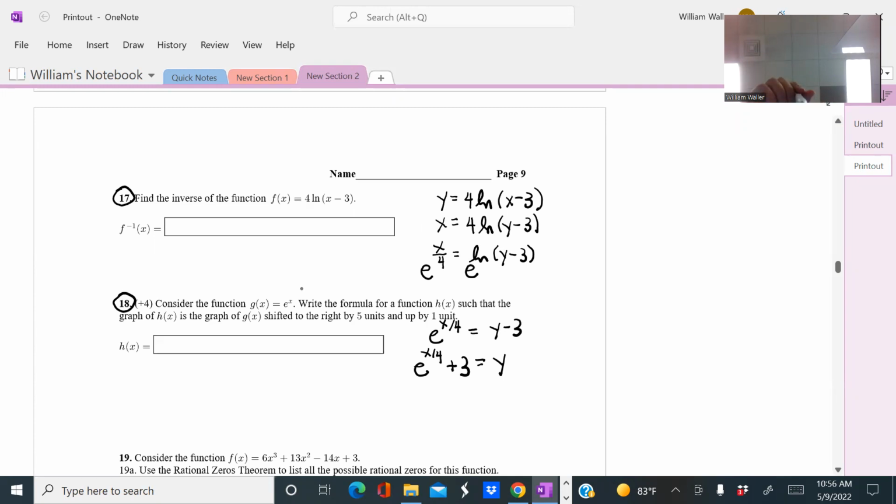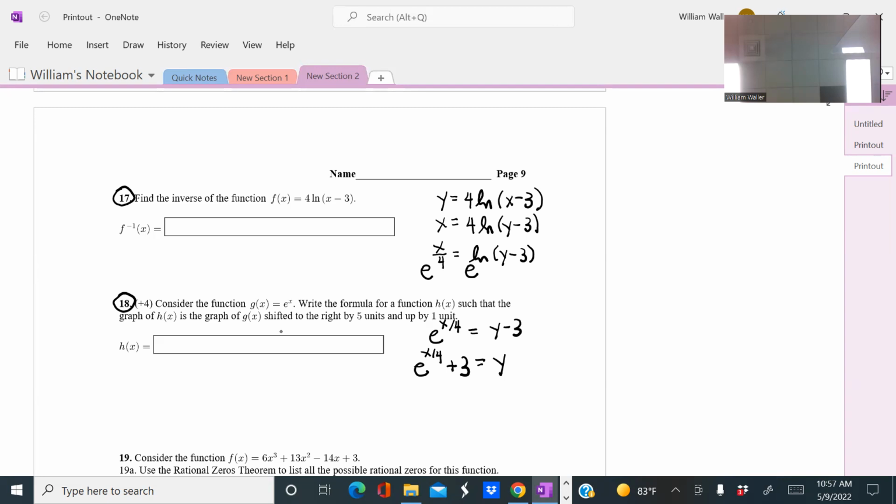All right, let's see what 18 says. This looks like a transformation problem. Consider this function. Well, that's the natural exponential function, just e to the x. And we want to write a formula for a new function, h, so that the graph of h is the same as the graph of e to the x, except it's shifted to the right by 5 units and up by 1 unit.